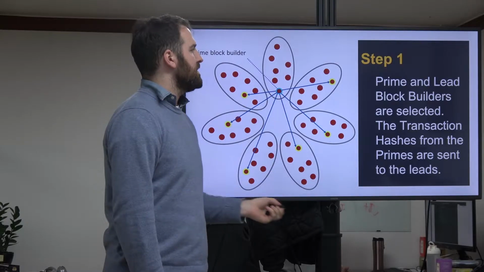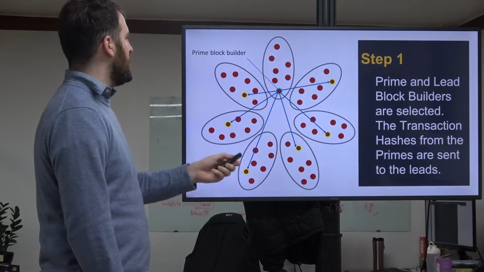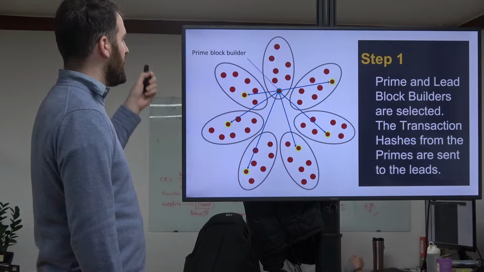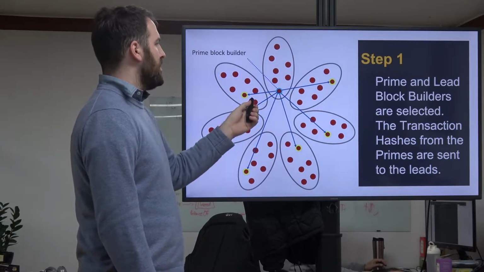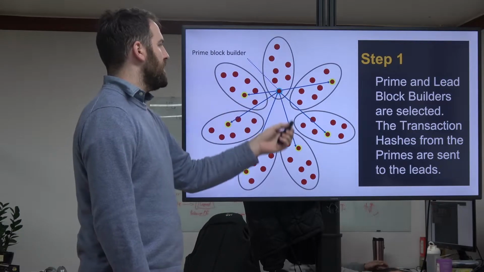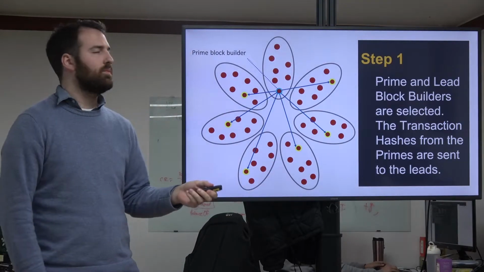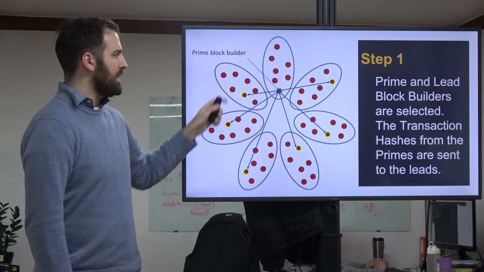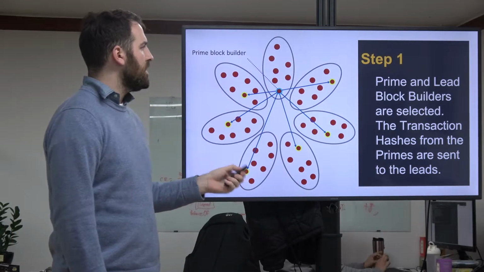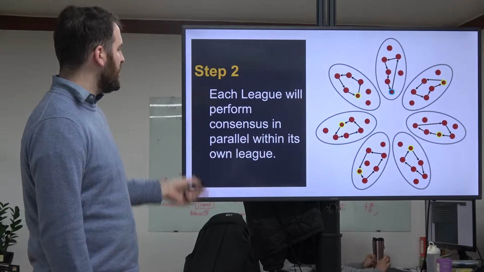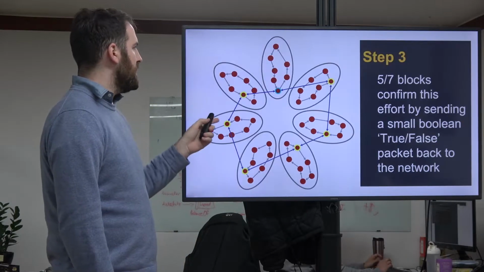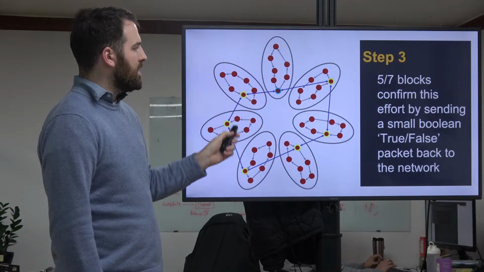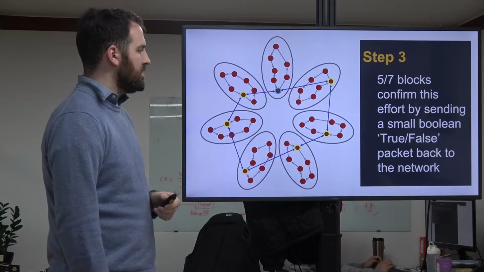So the process is as follows. Step one, a prime block builder is selected, as well as lead block builders. Those are going to be the ones that actually perform the consensus within each individual league and for the network. Step two, each league will perform consensus in parallel within its own league. And then step three, 5 to 7 blocks confirm this effort and send a small Boolean true-false statement back to the network.